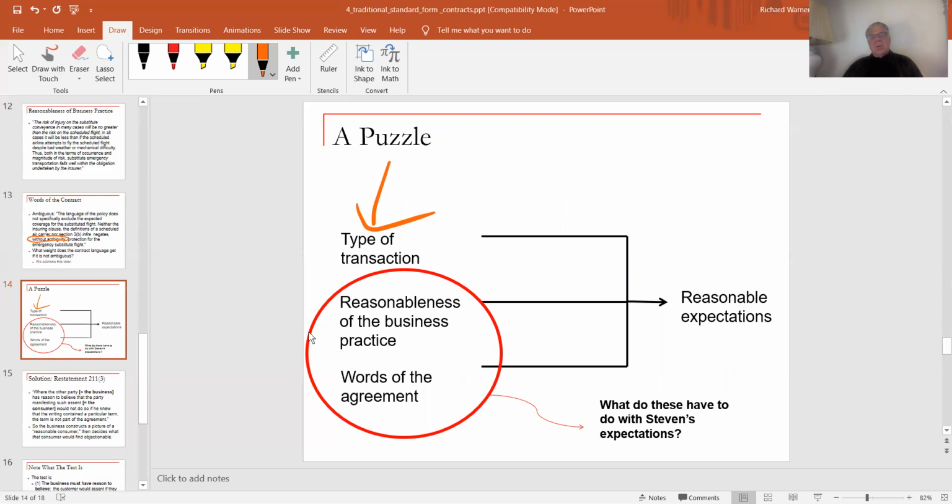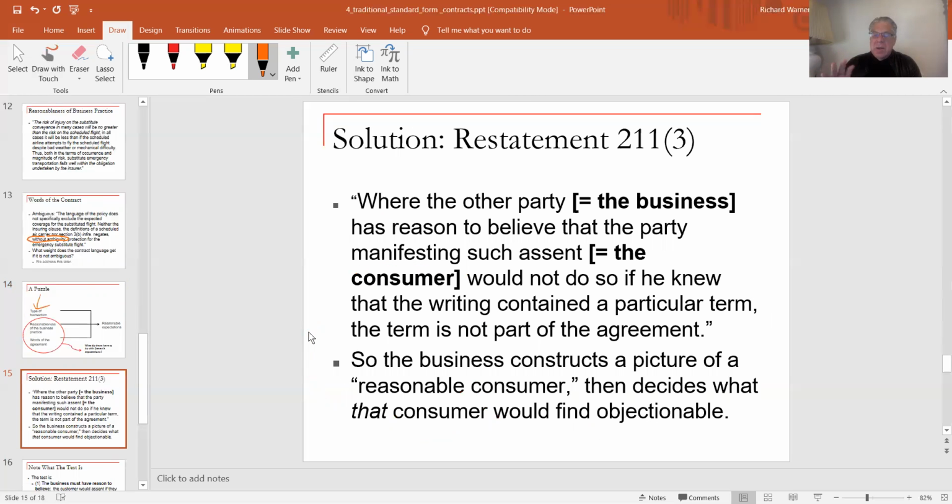And what about the words of the agreement? How can that generate expectations in Mr. Stephen? Because we just spent some time in the earlier videos emphasizing that consumers don't read the agreements and wouldn't understand them if they did read them. So how can facts about how it's reasonable to conduct an insurance business and facts about what's in the contract that wasn't read and wouldn't be understood, how can that have anything to do with expectations in Mr. Stephen's head? That's our puzzle. And here is the solution.